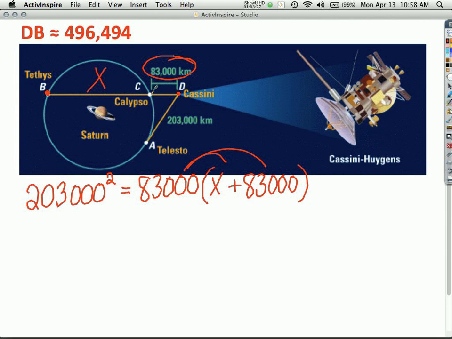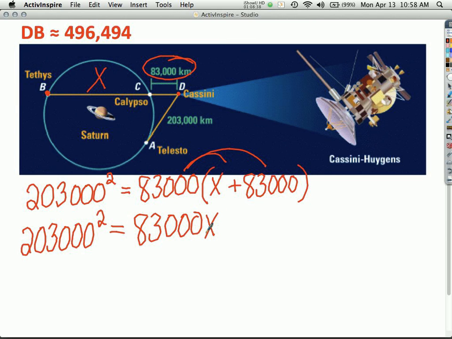The other approach actually simplifies all of these issues. 203,000 squared equals 83,000x, but now x is the whole distance. If you're not aware of that, then you'll make a mistake. This simplifies things with the calculator because you can type this in, then divide both sides by 83,000 while the number's in the calculator, and the calculator will do everything for you.